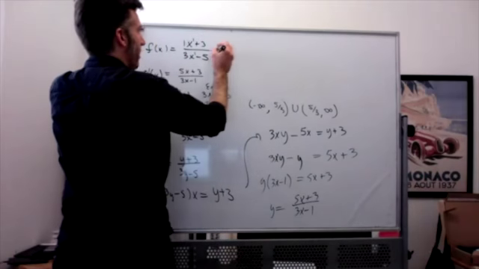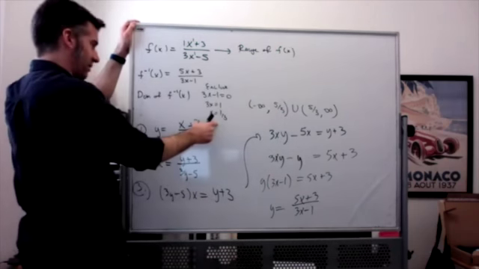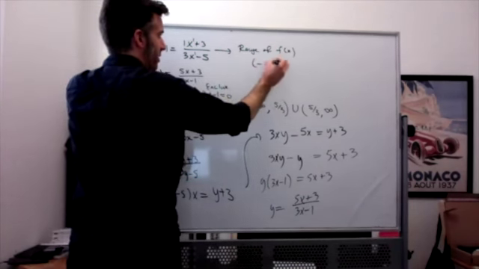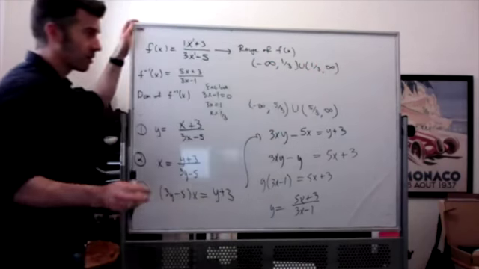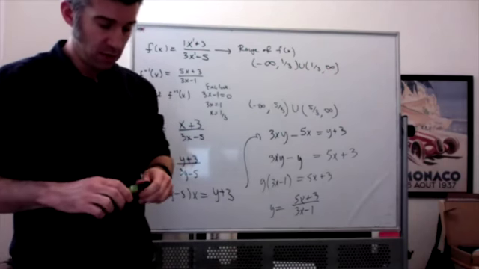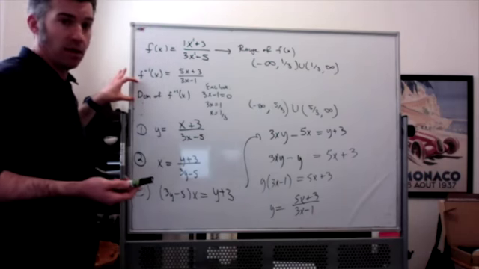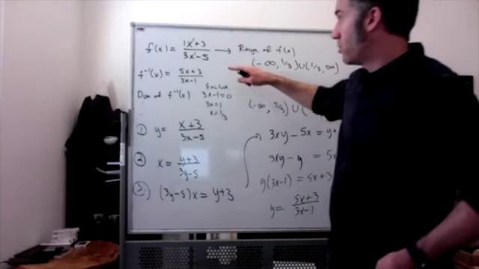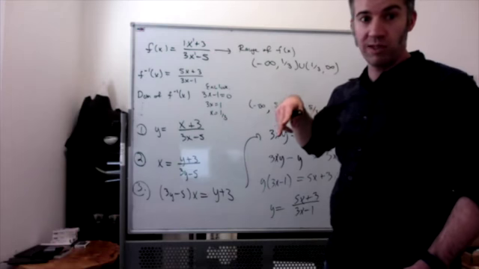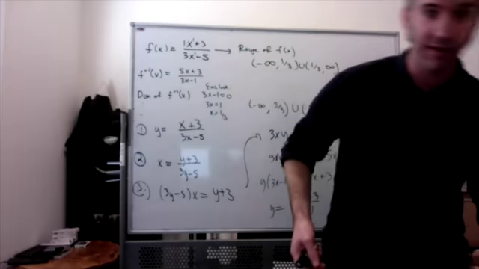So we're exactly saying, okay, for the range of f, we want everything except for 1/3. So negative infinity to 1/3 union 1/3 to infinity. So again, I'll repeat, the range of the original function is the same as the domain of the inverse function, and vice versa. The domain of the original function, which doesn't include 5/3, is the same as the range of the inverse, which doesn't include 5/3. Let me show you guys one thing, just because I think it's kind of neat.